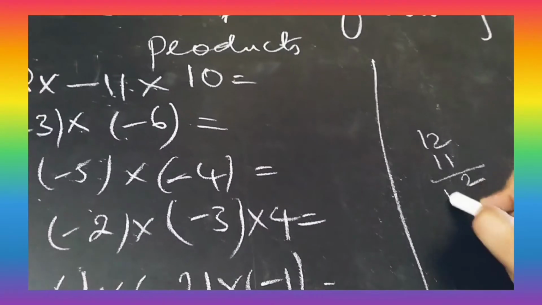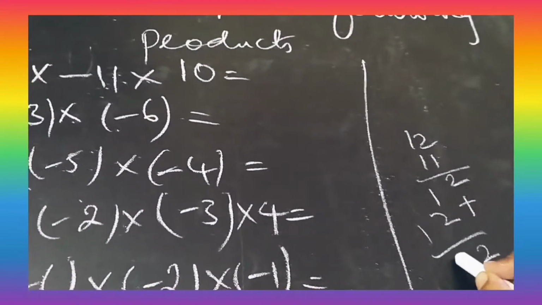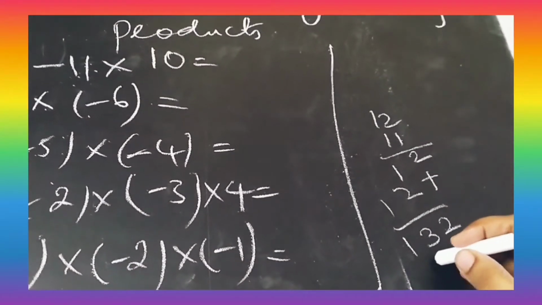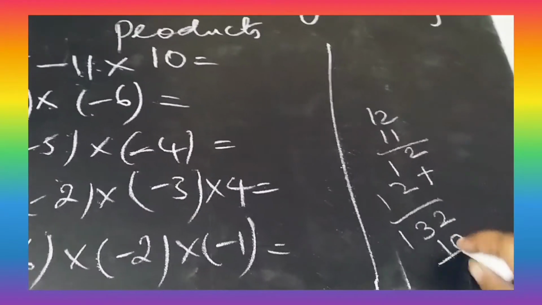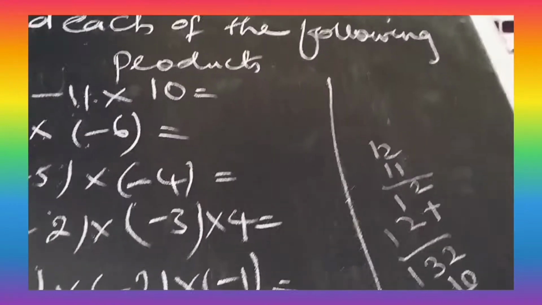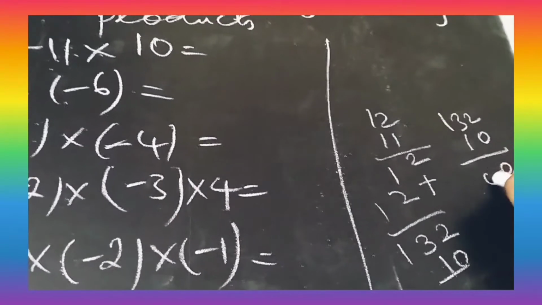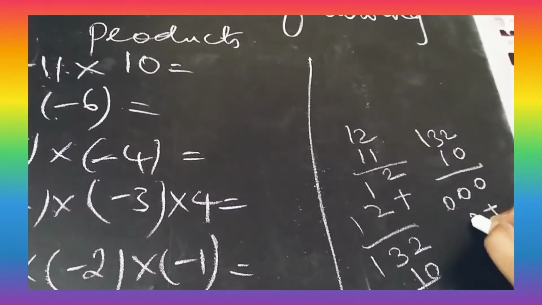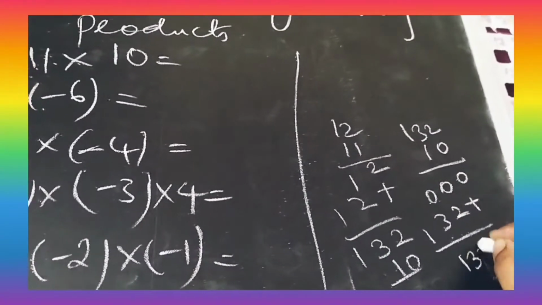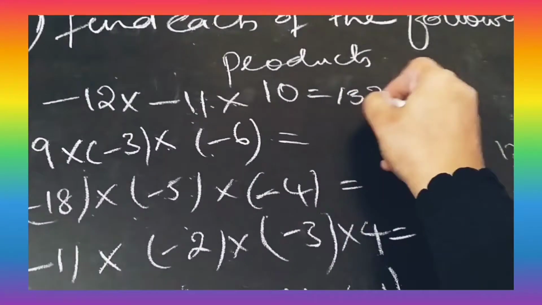1 two is 2, 1 one is 1, again 1 two is 2, 1 one is 1. Now you have to do addition. It is 132. You have to do 132 into 10. 2 zeros are 0, 3 zeros are 0, 1 zero is 0, plus 1 two is 2, 1 three is 3, 1 one is 1. So 1320 is the answer here. You have to write 1320.